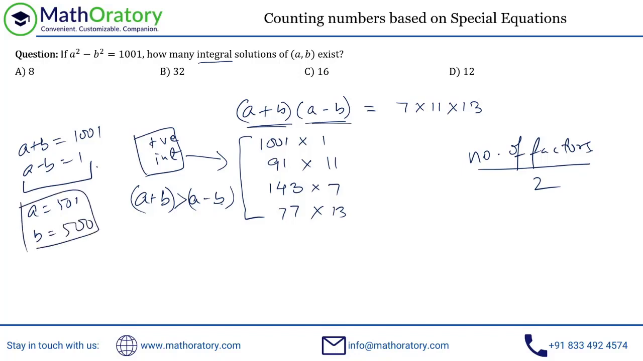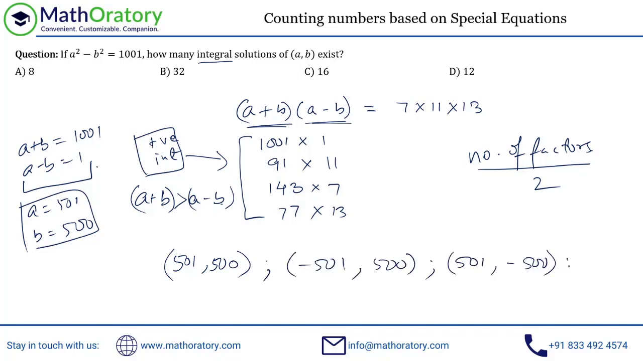But remember, the question is looking for how many integral solutions we have. So for each pair of solutions that we have considered, these four pairs, let me take this example again, 501 comma 500. Correspondingly, we are going to have a total of four different solutions when a and b are integers, since the negative ones are also allowed. So it's something like this: a and b could be both positive, both negative, positive negative, or negative positive.